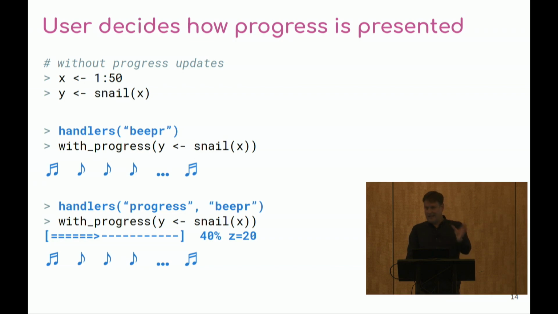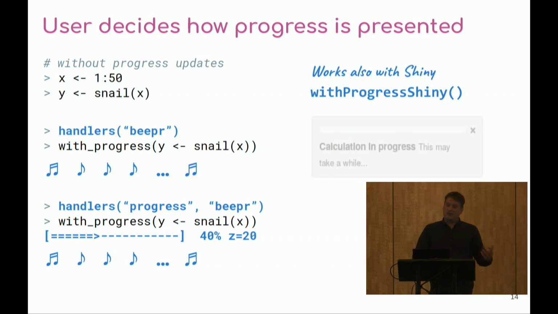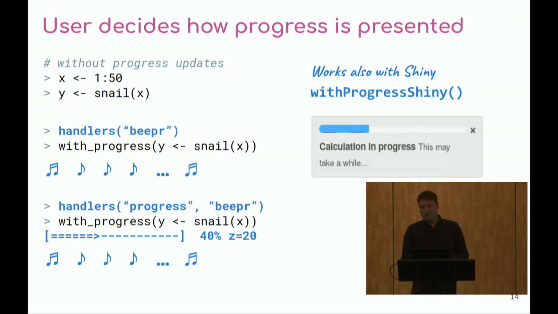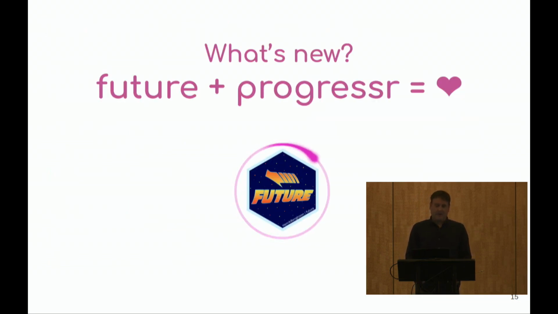So it's the end user that decides how it's reported. This also works with Shiny. So if you use the progressor, there's a with progress Shiny that you can use, and it will just work with the Shiny interface. OK, so now back to parallel processing.